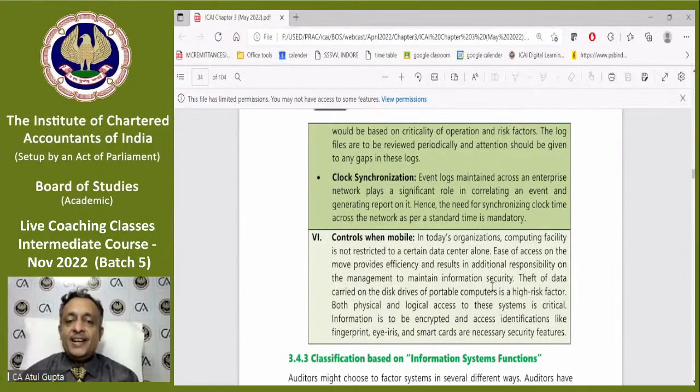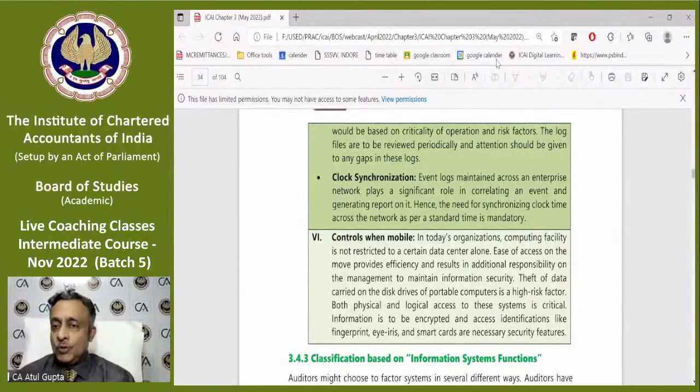Theft of data carried on disk drives, portable computers is a high risk factor. Both physical and logical access to these systems is critical. Information is to be encrypted and access definitions like fingerprint, iris scanner need to be created. So basically what it is saying is that when the user is moving and he or she may be carrying data, you need to have restrictions to ensure that the data is kept secure.